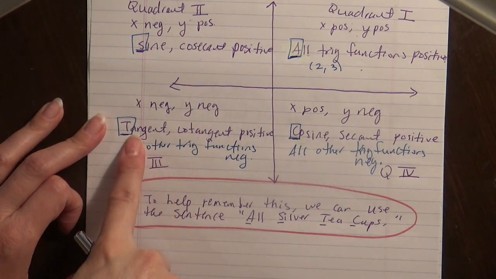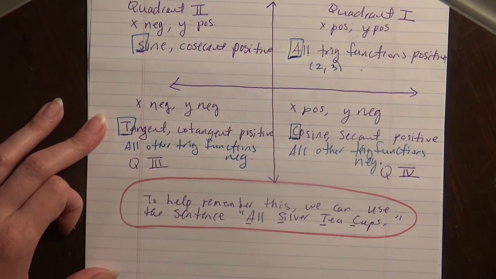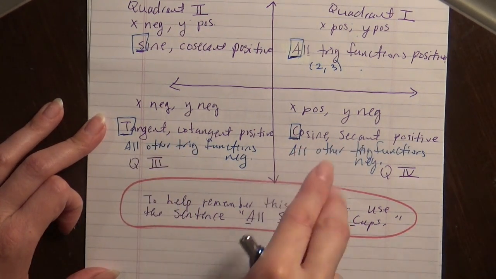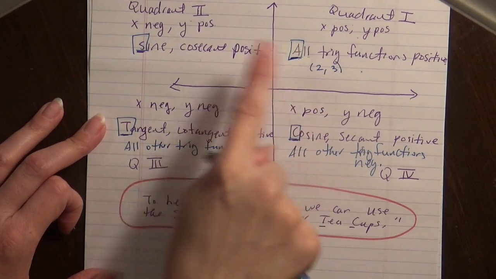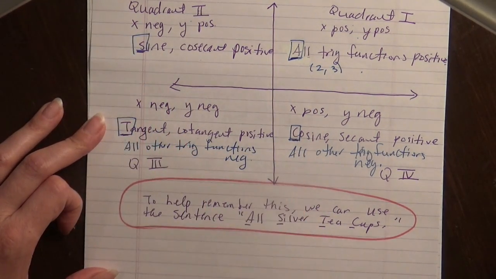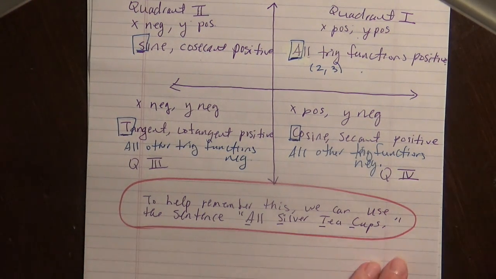Cotangent, since it's the reciprocal of tangent, will have the same sign, positive versus negative. And of course, secant is the reciprocal of cosine, so they're going to have the same positive versus negative signs. But take the time that you need to remember all silver teacups. I hope I've explained that thoroughly enough. Make sure that you spend the time that you need to understand what I'm saying here. That's going to be super, super important.